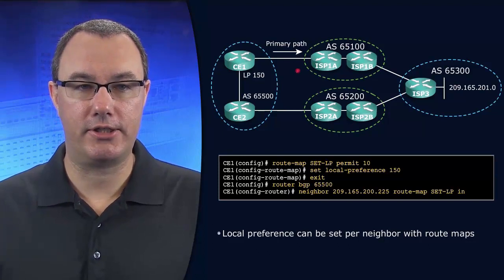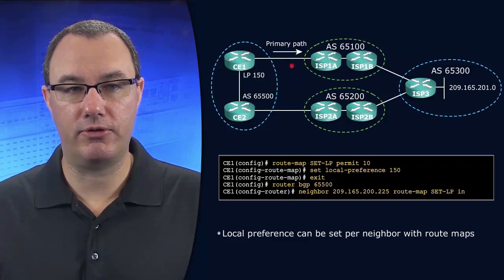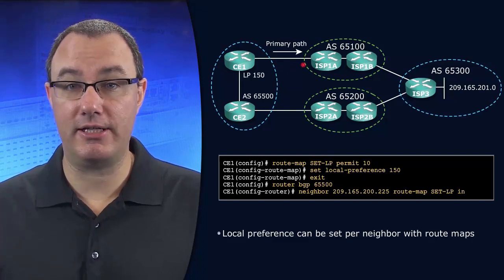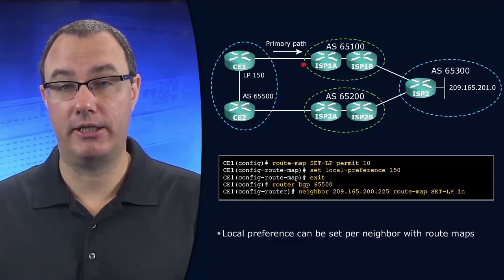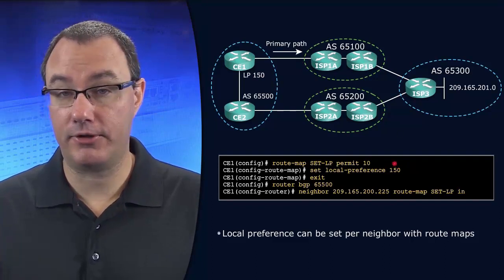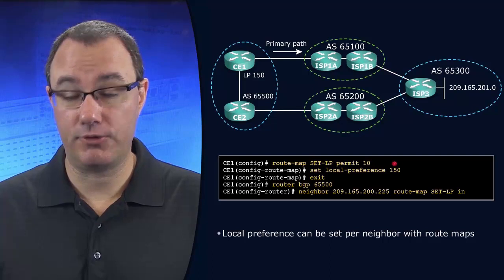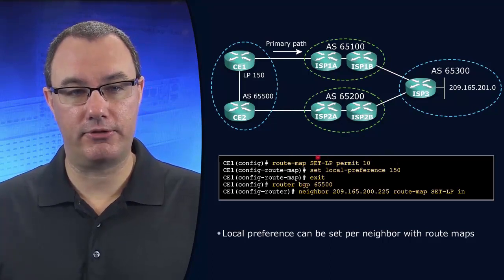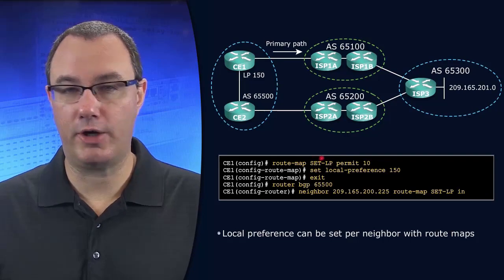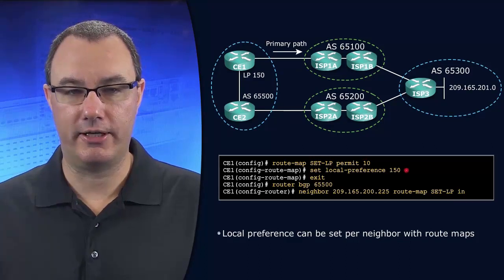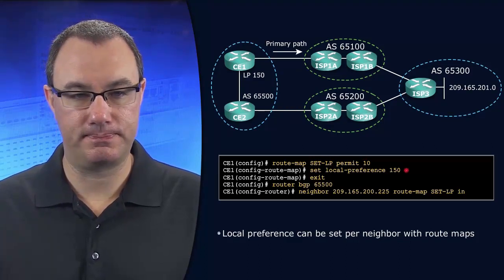Well, I could attach to all routes received from the primary pathway a local preference that is higher than the default. The default is 100. And so if I chose a value like 150, that's going to be my preferred path. That's what we're doing here. Let's walk you through it. So we see route map, set local preference, good uppercase, like that, permit 10. And then it's a really short prefix list. It's hard to get any shorter than this.